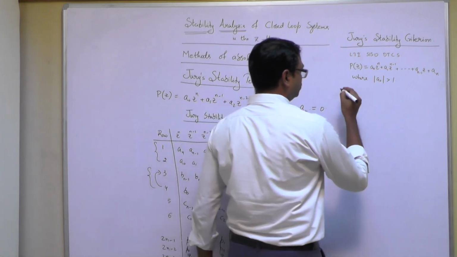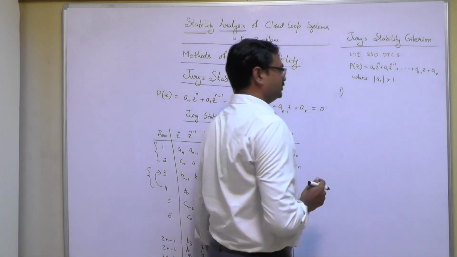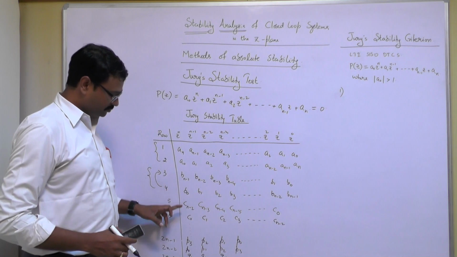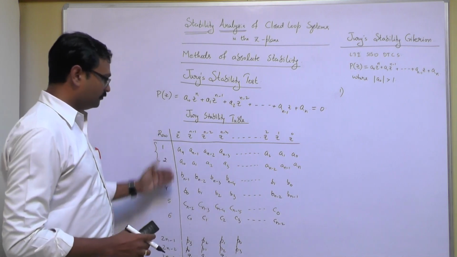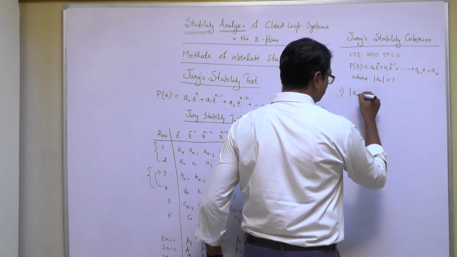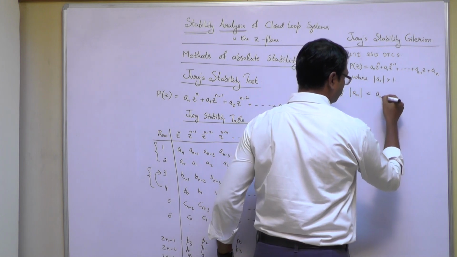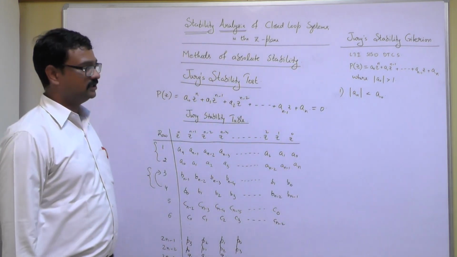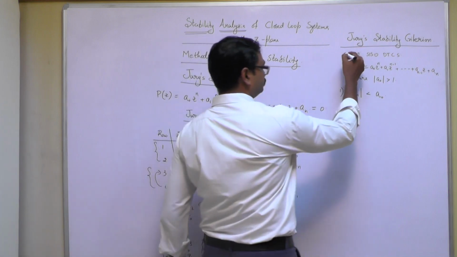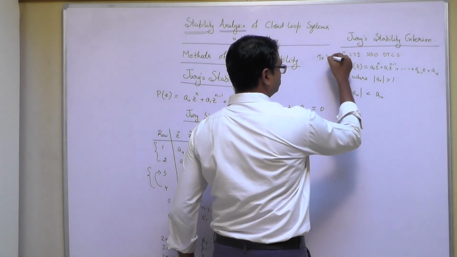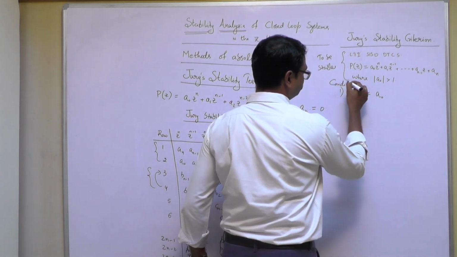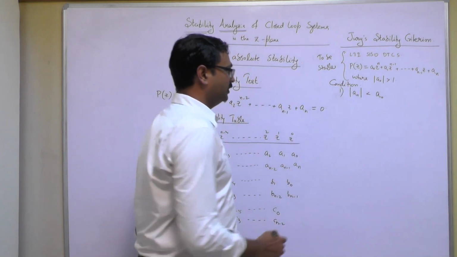Therefore, here you have obtained a0, an, bn minus 1, b0, cn minus 2, c0 and all these values from this Zurich stability test. And here the important thing is mod an is less than a0. That is the first condition for the system to be stable. For this system to be stable, the conditions are: first one, mod an less than a0.